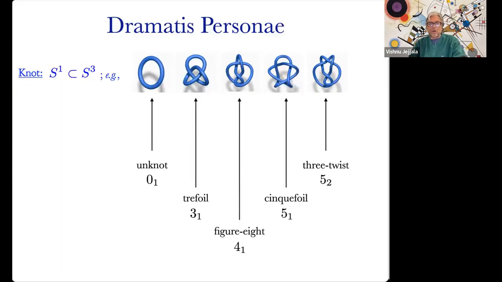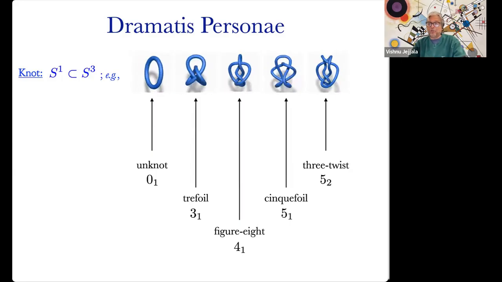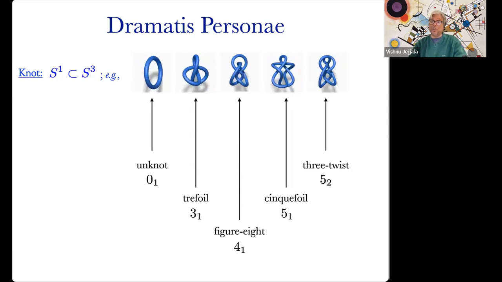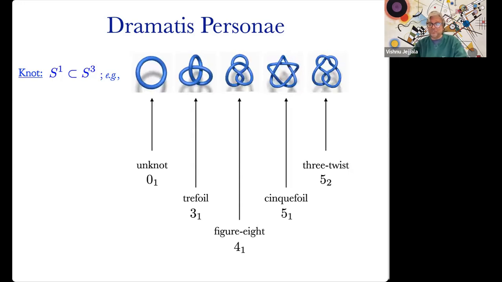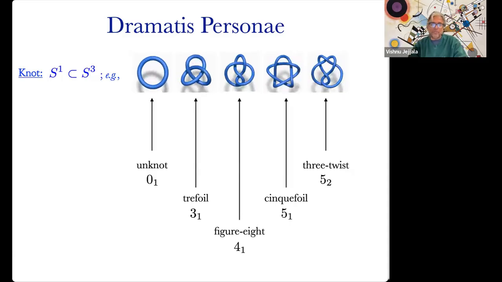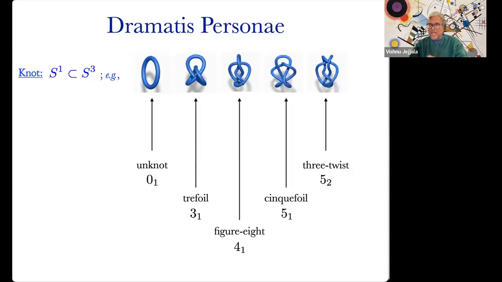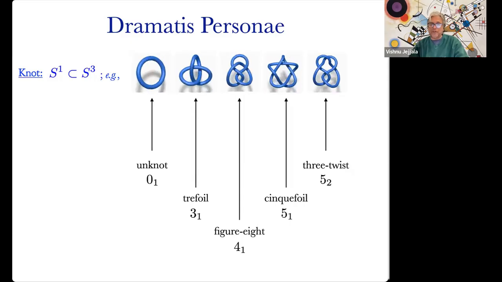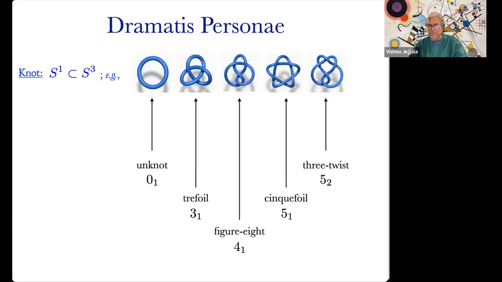Knots can be thought of as a circle embedded in a three-sphere. So the simplest knot is the unknot. There's no twisting. It's just a circle that's naturally embedded in the three-sphere. And then when we add these twists, we have more complicated knots. These are the first few knots we encounter: the trefoil, the figure eight, the cinquefoil, and the three twist knots.